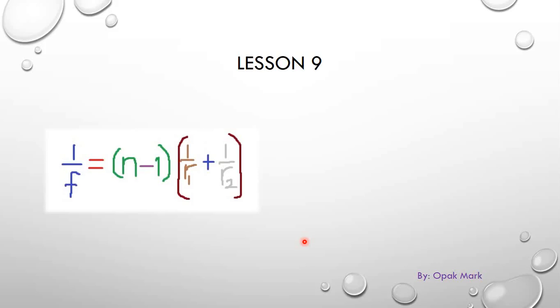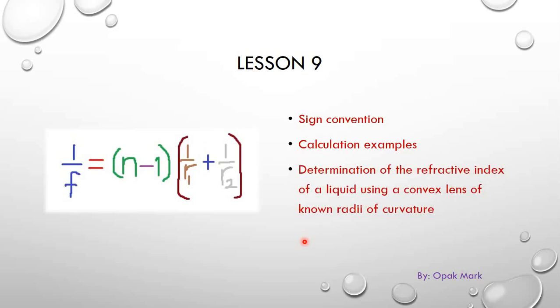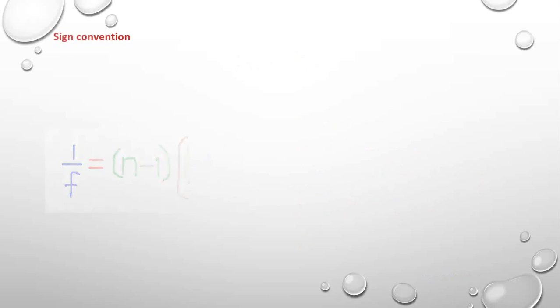In this lesson, we are going to look at the sign convention. We shall use the sign convention also to look at calculation examples. And then lastly, we are going to look at the determination of the refractive index of a liquid using a convex lens of known radii of curvature. Let us begin by looking at the sign convention.